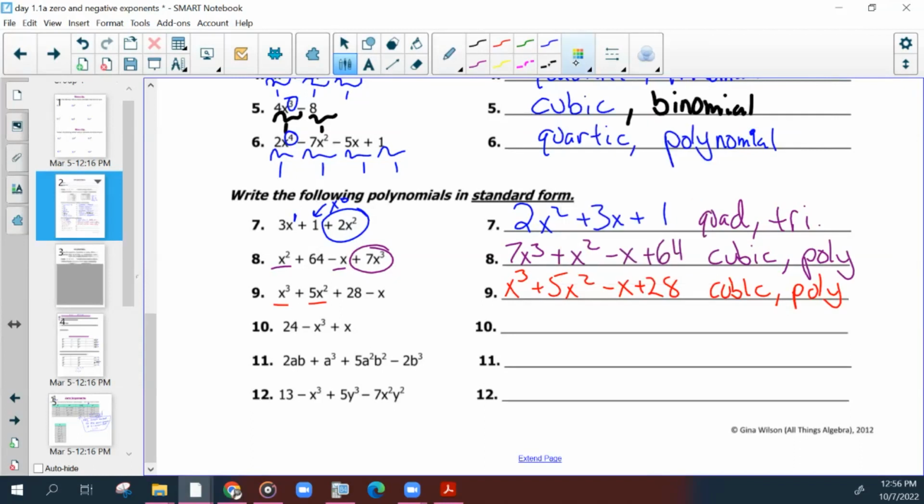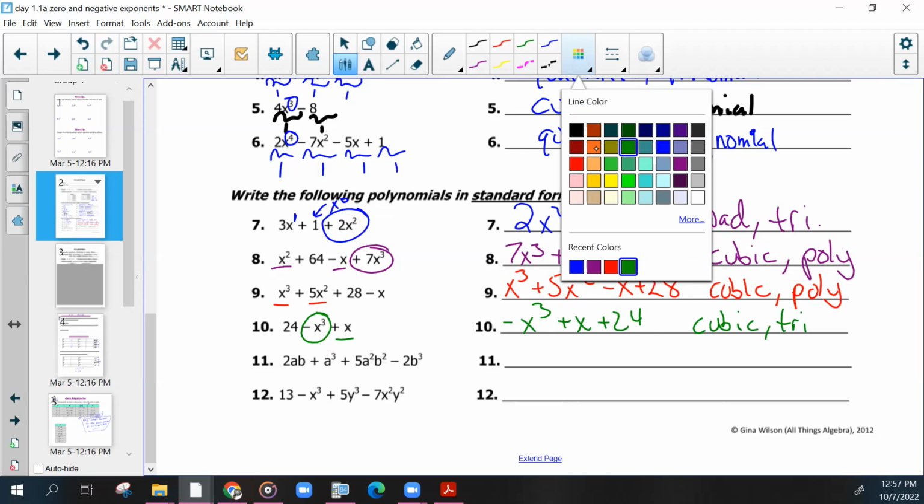Number 10, the negative x to the 3rd would be first, and then our x. It's okay that they skipped over x squared. We don't need every single term. It's just whatever's given. So this would still be a cubic function because the highest exponent is 3, but this would be a trinomial because there are only 3 terms.